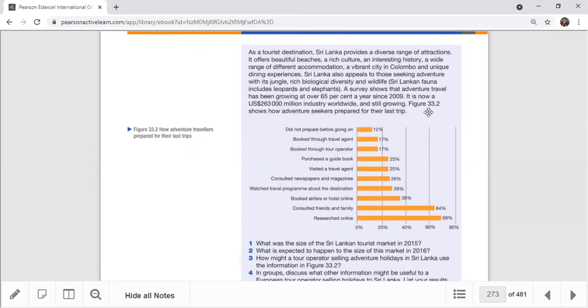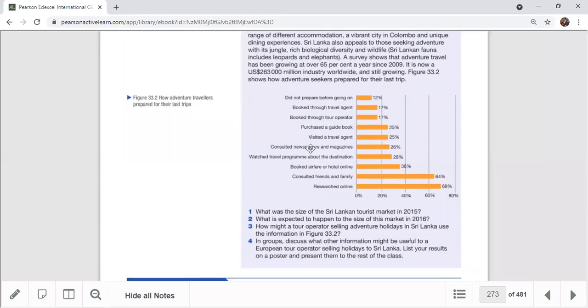The survey shows that adventure travel has been growing over 65% since 2009. It is now a US dollar 263,000 million industry worldwide and still growing. Figure 33.2 shows how adventure seekers prepared for their last trip. You can see this is another research finding. You can see 'did not prepare for going', right?